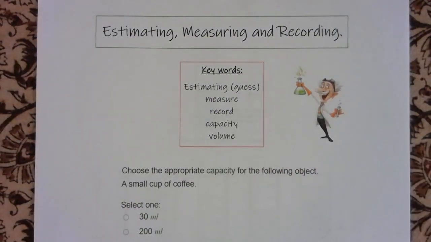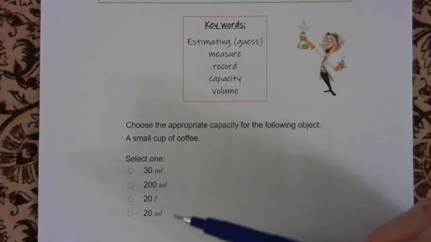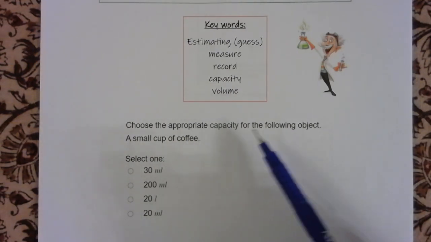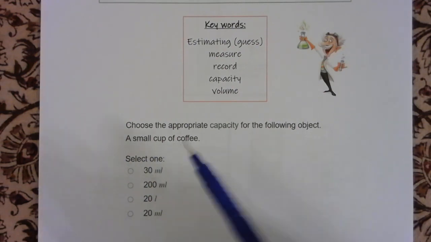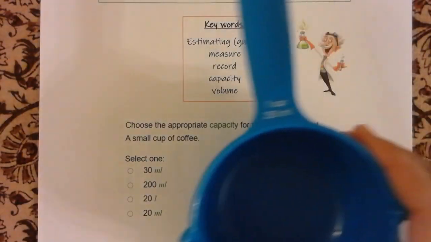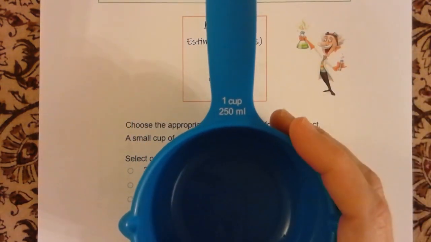Right, so the two questions I'm going to show you now come from Green Shoots. Just want to help you with understanding these questions. Choose the appropriate capacity for the following object. A small cup of coffee. Now, if you think of any cup, do you know how many liters that cup can take? Some of you that have been baking during the lockdown will know that 1 cup equals 250 milliliters. There you can see it. That's a cup.